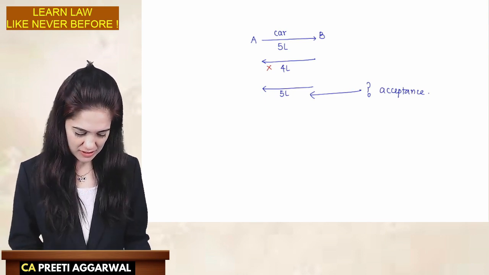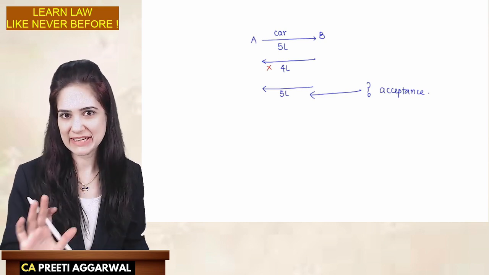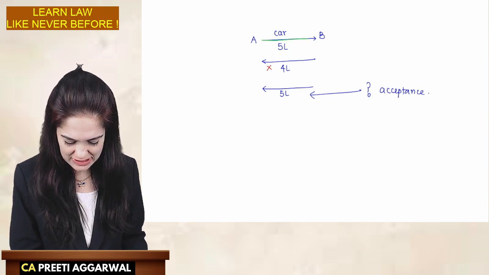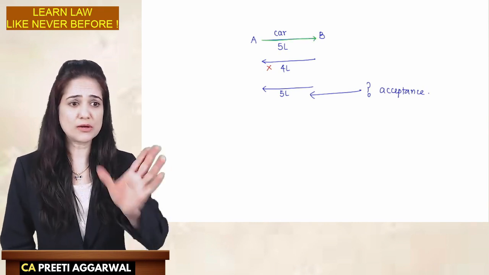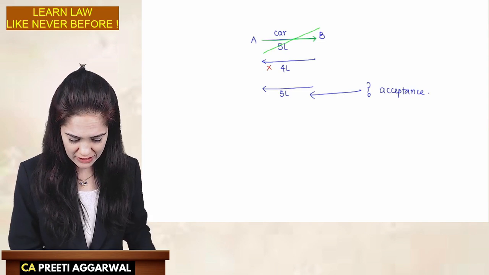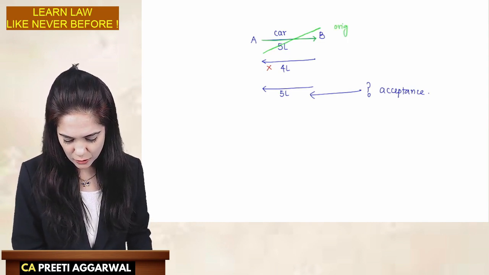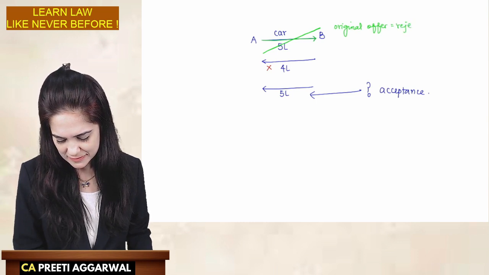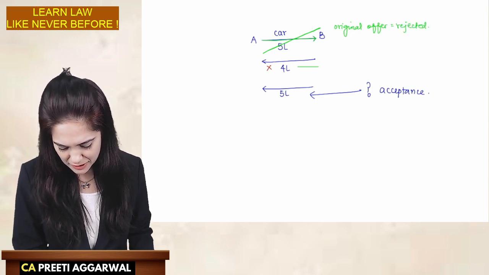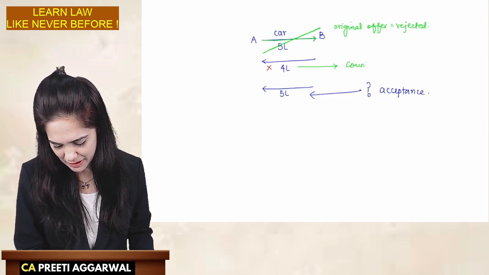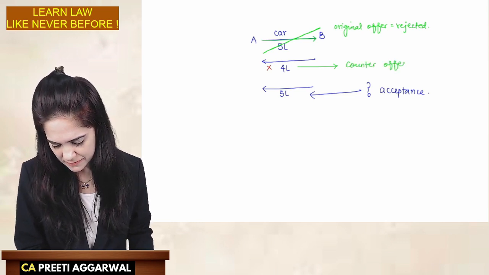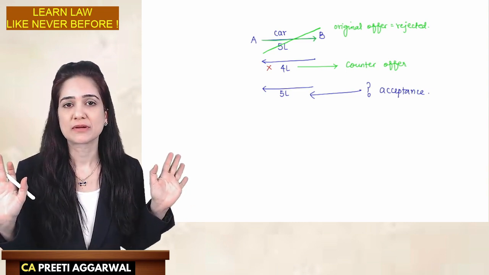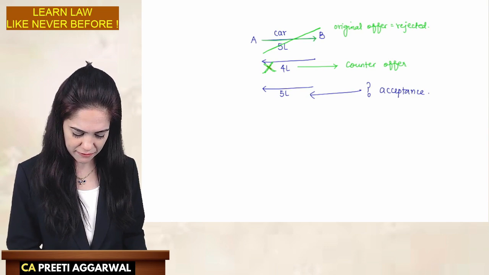Now, if you have thought of this answer, then it is correct. I'll discuss the solution with you. A offered to sell his car to B for 5 lakhs. B saying, no, no, I don't want to buy it for 5 lakhs. Can I say the original offer is rejected and a new offer is made? This is nothing but a counter offer. A says, no, I will not sell it for 4 lakh rupees. He rejected the counter offer.